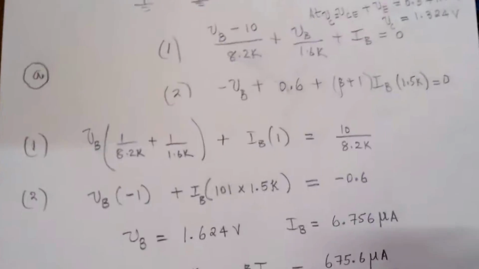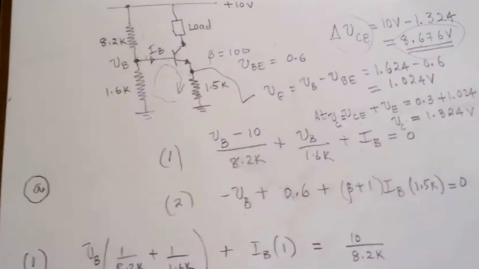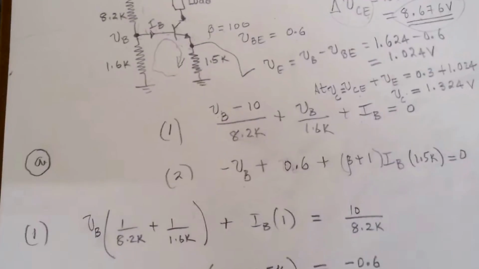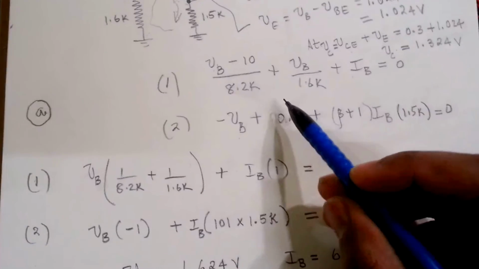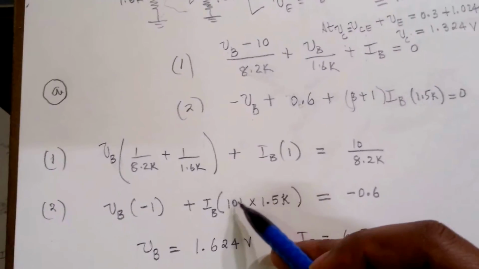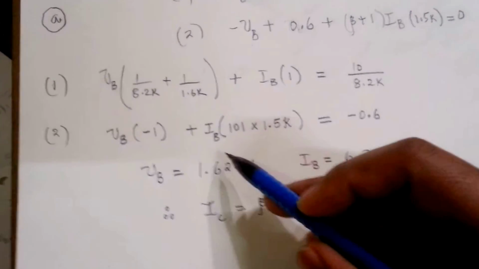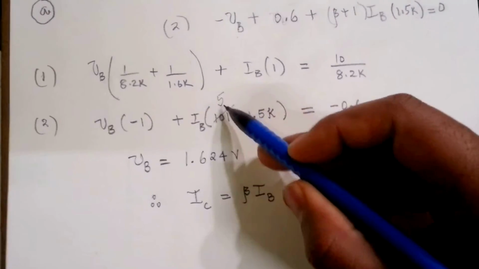We already know at a beta of 100 what the constant current, which is IC, is, but all we have to do now is recalculate this equation. Instead of using a beta of 100, we use 50. So we just need to change this factor here to 51.